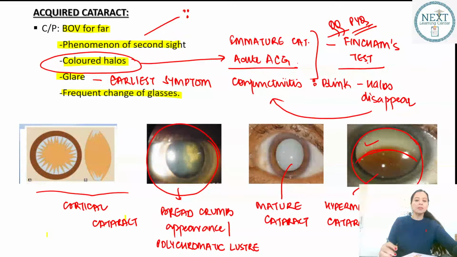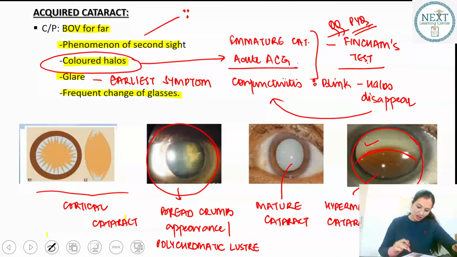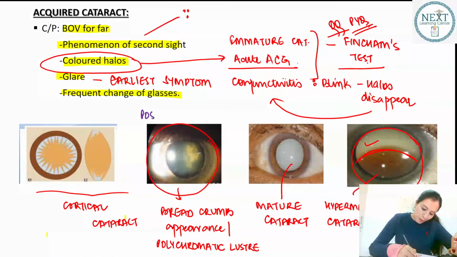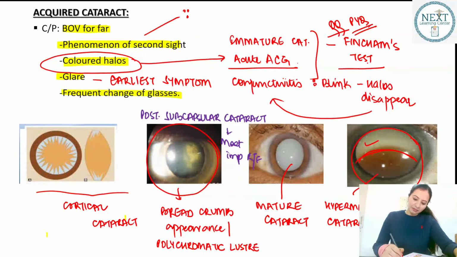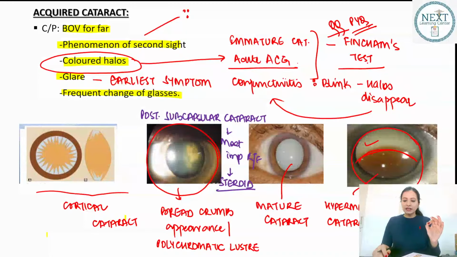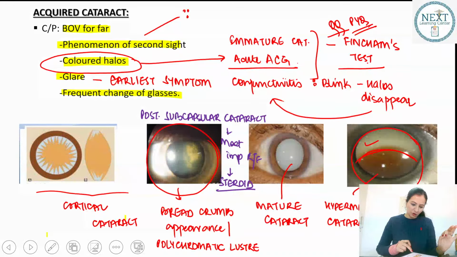This breadcrumb appearance or the polychromatic luster is characteristic of posterior subcapsular cataract. If you ask the most common or the most important risk factor for subcapsular cataract, that is nothing but steroid use, be it topical or oral, any form of steroid use.